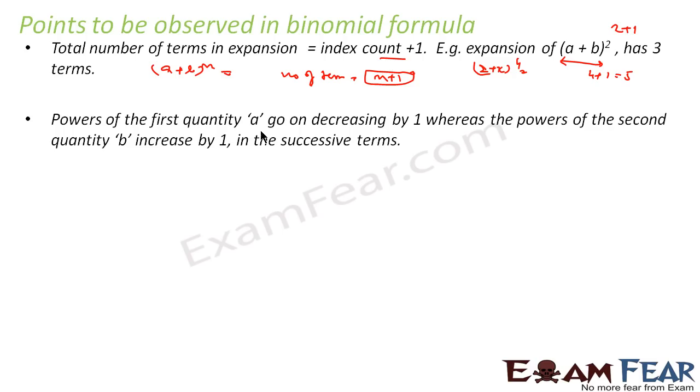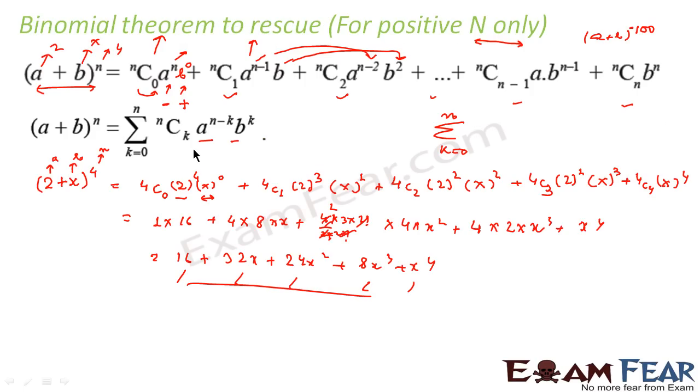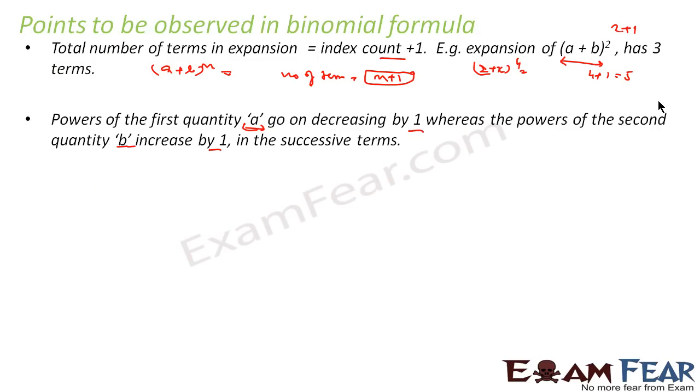Also, the power of the first quantity, as explained, goes decreasing by 1, whereas the power of the second quantity b increases by 1. I have shown you that the power of a decreases and the power of b increases. So if you see here, the power of a is decreasing: a to the power n, a to the power n minus 1, n minus 2, and here it is 1 and 0. But the power of b increases from 0, 1, 2, it goes to n.